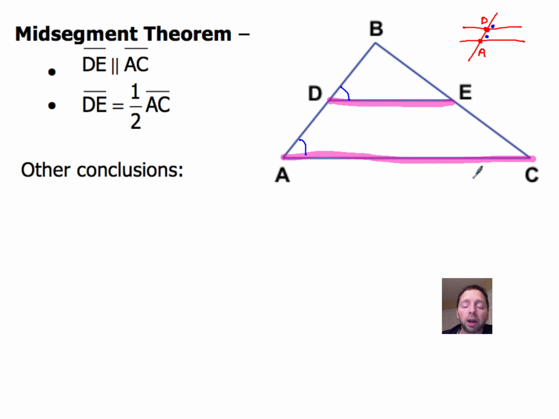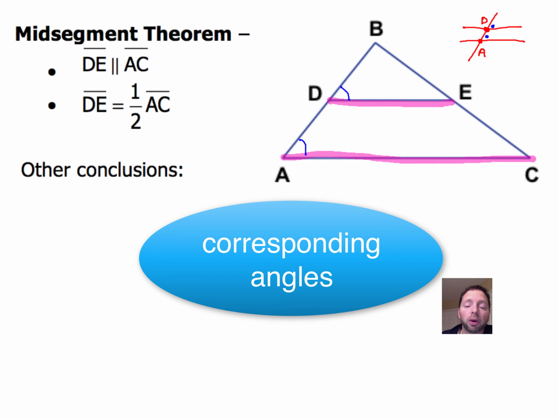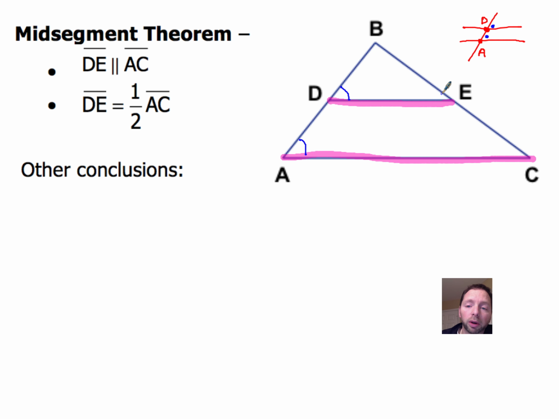Two parallel lines cut by a transversal, those angles in those locations are what are called corresponding angles. And corresponding angles we know are going to be congruent. Now there are two other corresponding angles over here on the other side, this angle right here and this angle right here. Both of those are also going to be congruent because they're another pair of corresponding angles.